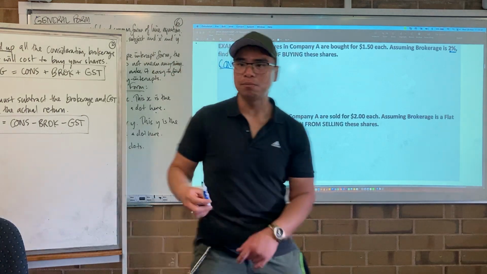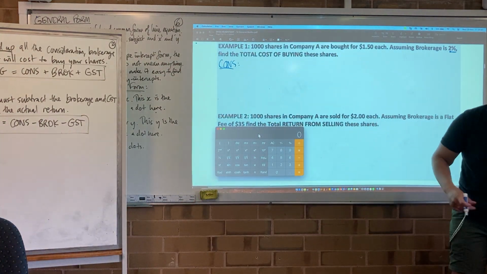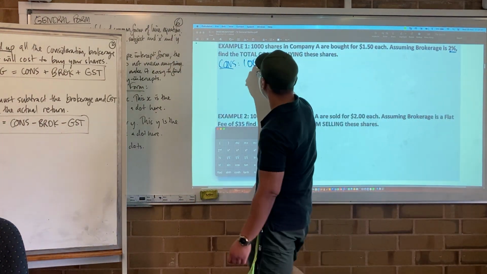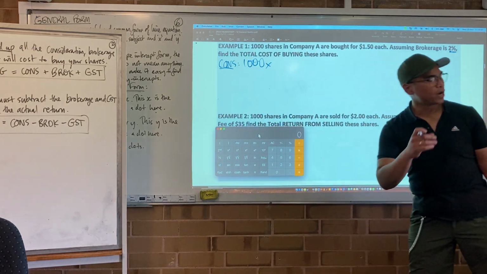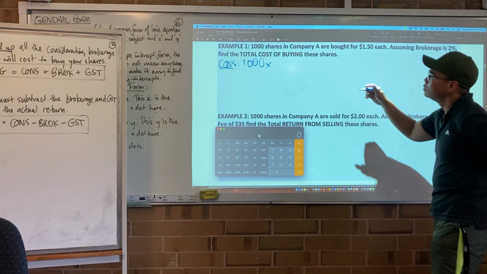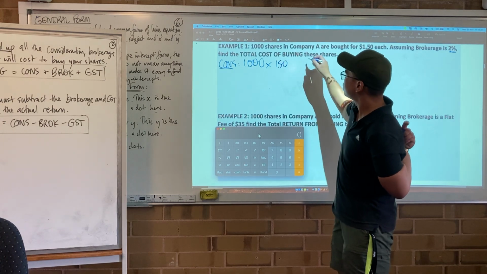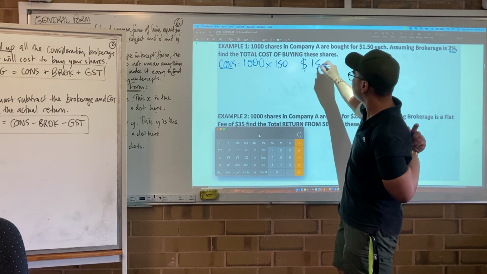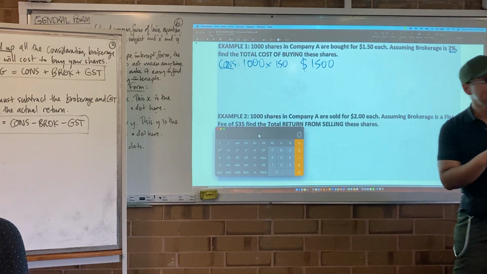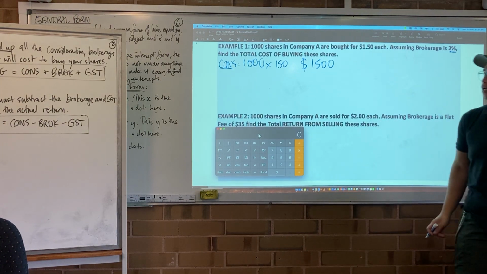So how many shares are being bought in example 1? 1,000 times by the buying price. What are you buying them for? $1.50. So what's the consideration going to be? $1,500. Okay? You can use a calculator for that. You got a calculator for this test.